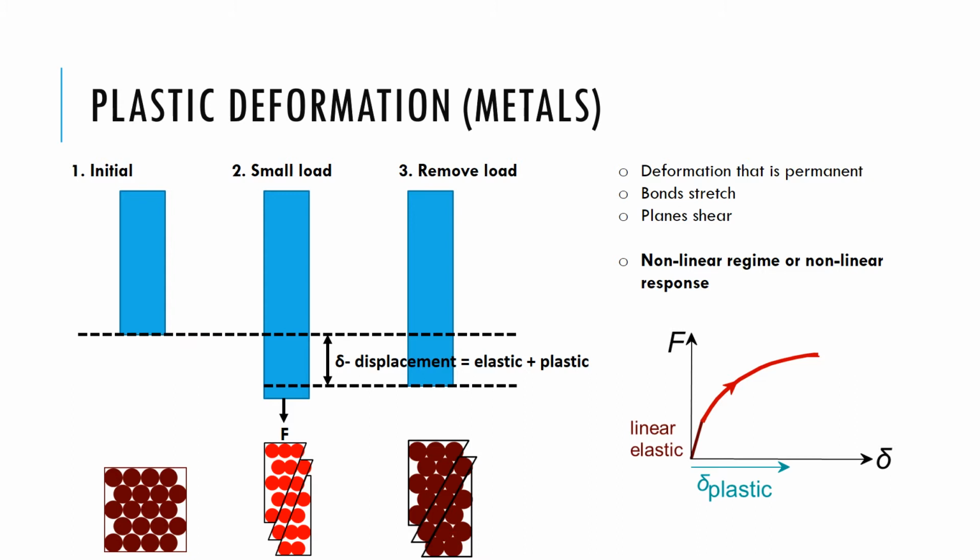Importantly then, we're now talking about some kind of deformation that is permanent. Those bonds stretch and start to break, and we're unable to recover the initial state of the material. And planes also shear, so atomic planes start to shear. Okay, they start to break essentially. And importantly then, if we compare that graph where we're plotting the force versus the displacement of the material, we now enter a non-linear regime. Okay, so the dependence of force versus the displacement of the material is no longer linear.